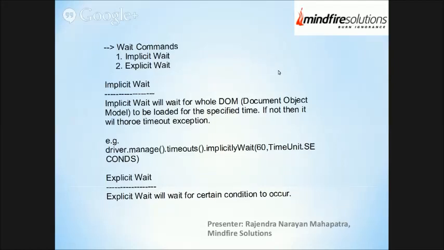And remember one thing: if you are going for implicit wait, it has to be written before the action. And if you are going for explicit wait, it has to be written after the action. Suppose I am clicking on any link, after that only I have to write this explicit wait. Suppose I am navigating to one application, or getting an application, before that only I will use implicit wait.